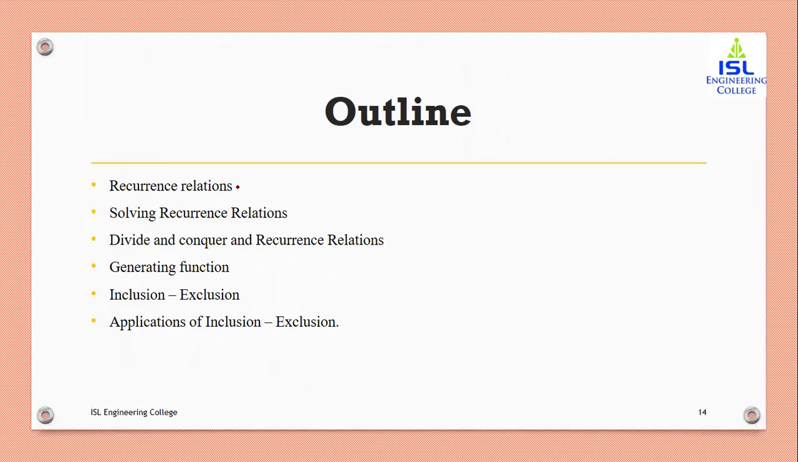So what do you mean by recurrence relation? What is a recurrence relation? A recurrence relation is basically for a sequence. Suppose we have a sequence an. It is an equation that expresses an in terms of one or more of the previous terms of the sequence.